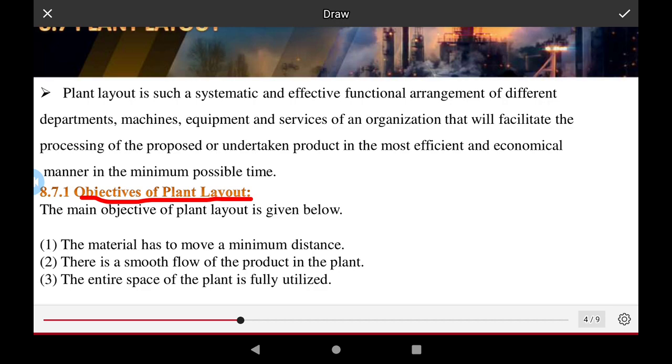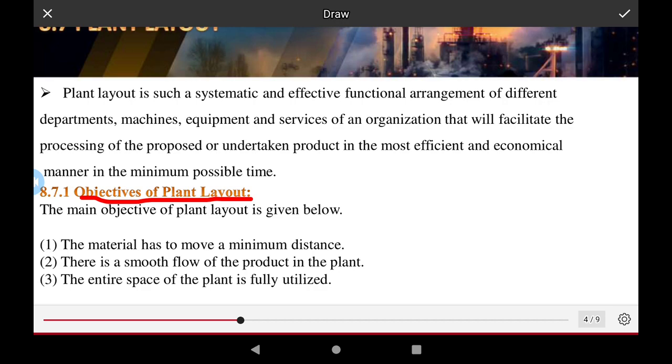The travel for the minimum distance. Then they also required the minimum cost of moving of materials. Second is the smooth flow of the product in the plant, the goods and the services of the plant, and the nearness of market.